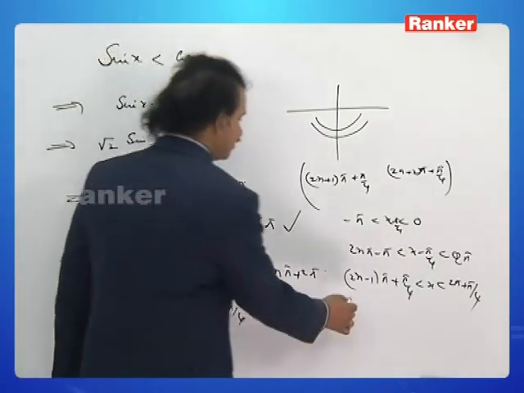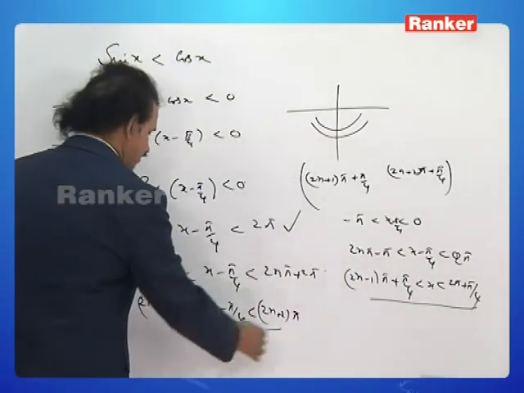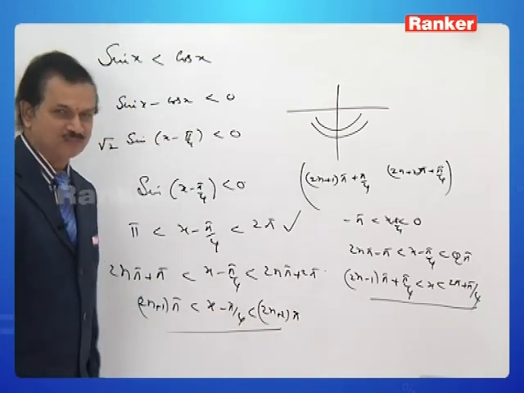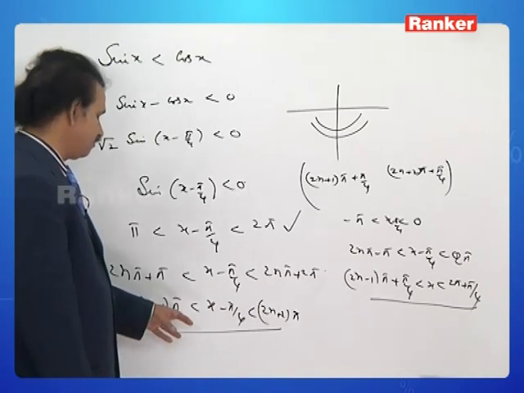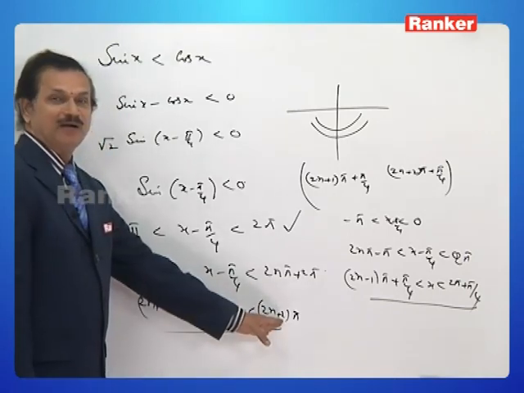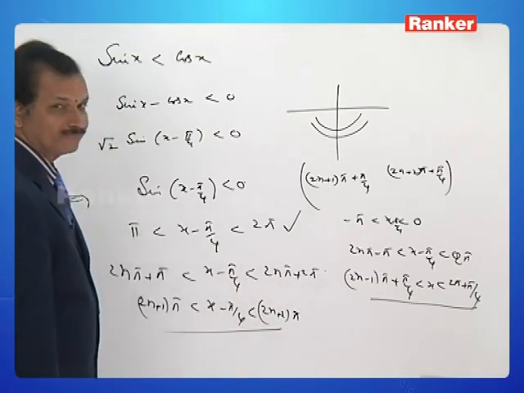Either this option is correct or this option is correct. What type of similarity can you observe in these two answers, my dear? An odd multiple of pi, next immediate even multiple of pi. Isn't it?